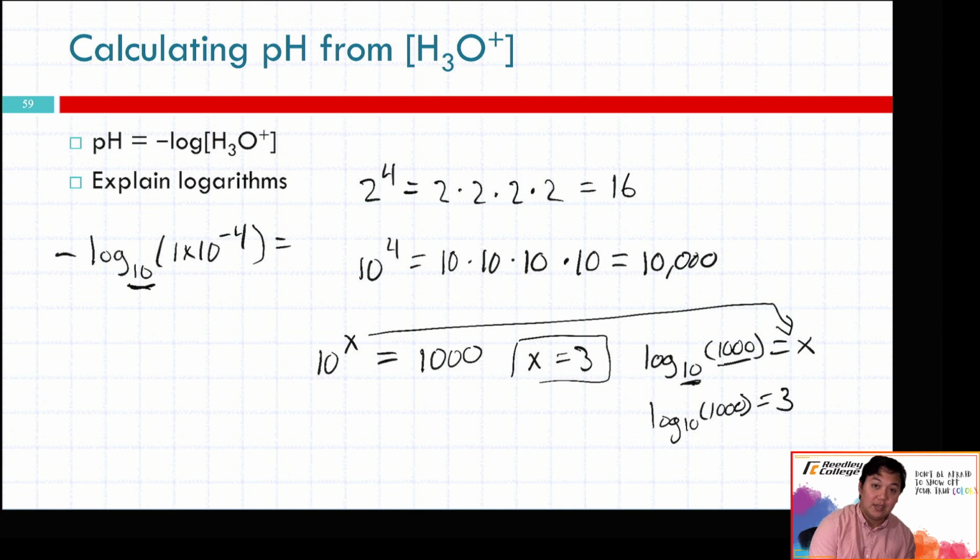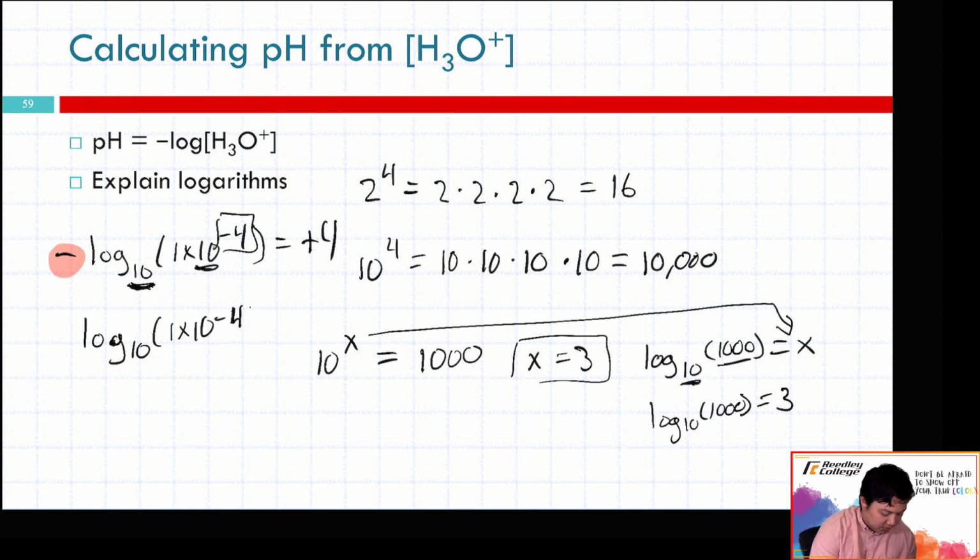So the answer in this case is simple because we already have the exponent here and we're already working in the same base. So the answer is just negative 4, but we're multiplying by a negative. So our answer is going to be positive 4. I guess I should do this without the negative as well. So if we did log base 10 of 1 times 10 to the negative, let's do 40. Why not? So what is the answer here?